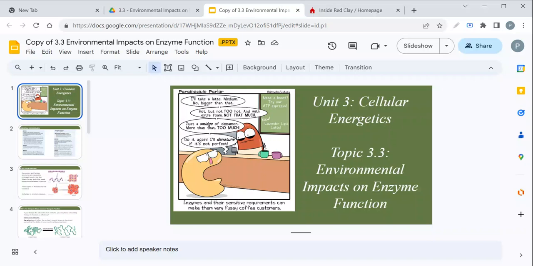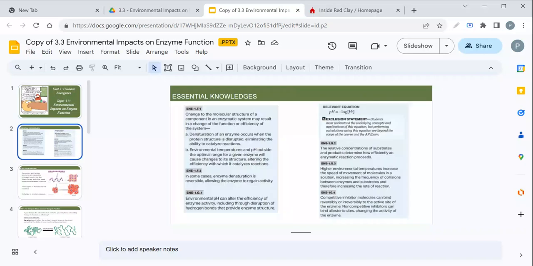Okie dokie, guys, we're going to go ahead and go over 3.3, which is going to be environmental impacts on enzyme function. The basic gist behind this is that your enzymes prefer to work in specific environments, right? We know that we can change the salinity of certain solutions, we can change the temperature of solutions, and when we say solutions, I mean environments in general. So basically, these enzymes are structured to work in specific environments. And once you start to change up the environment, they just stop working as intended.